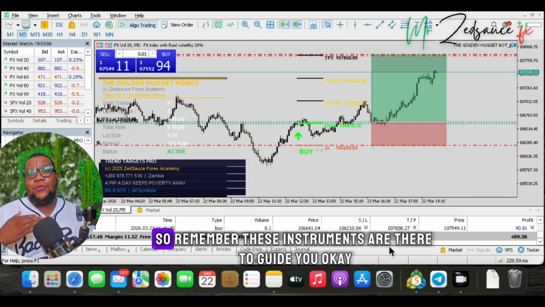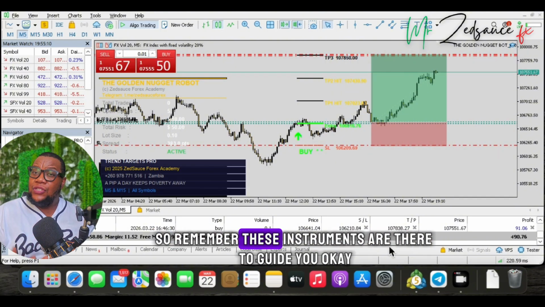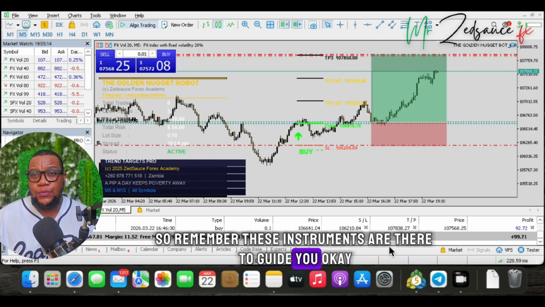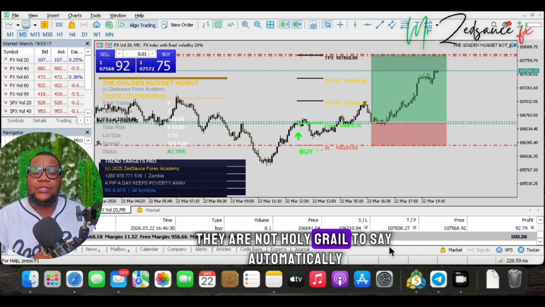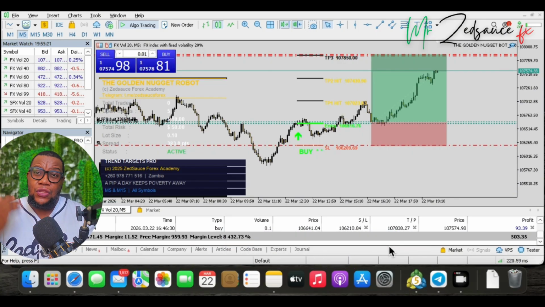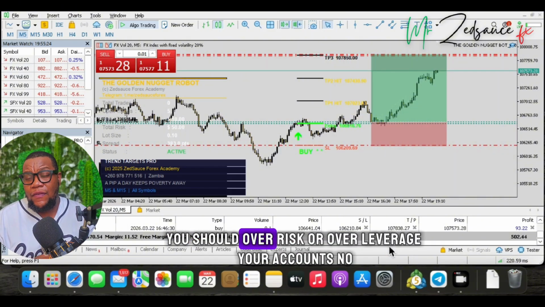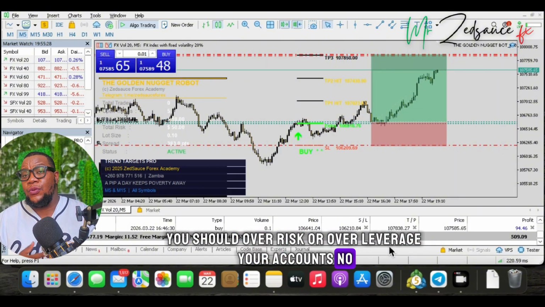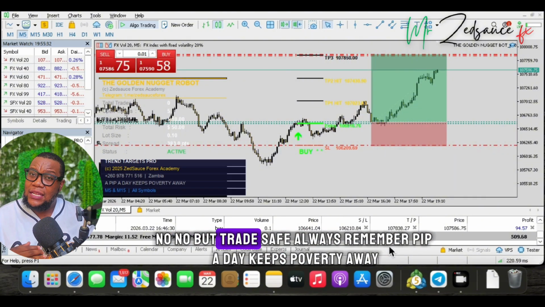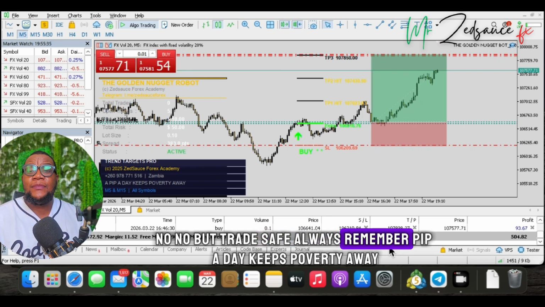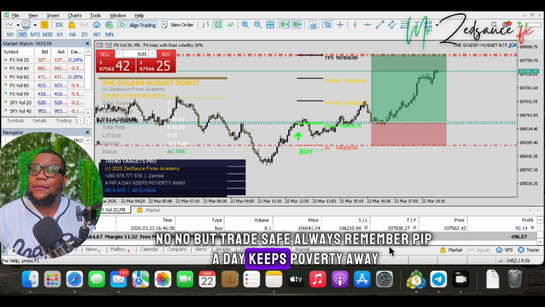So remember, these instruments are there to guide you. Okay, they're not a holy grail to say automatically you're going to become a millionaire, you should over-risk or over-leverage your accounts. No. But trade safe. Always remember, people day keeps poverty away.